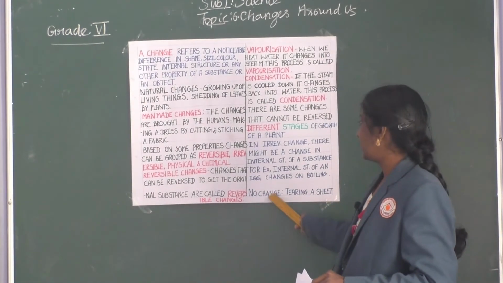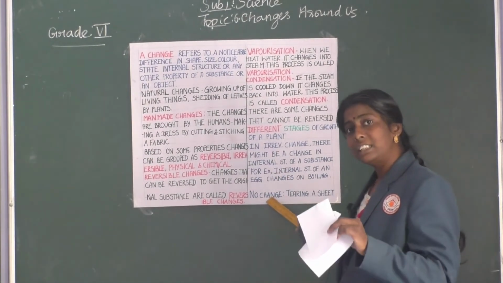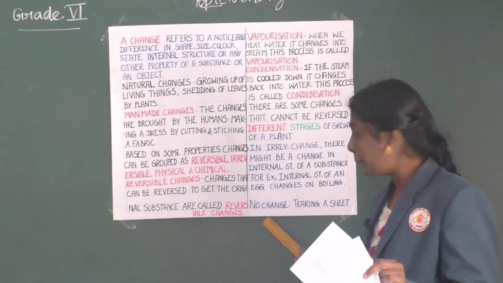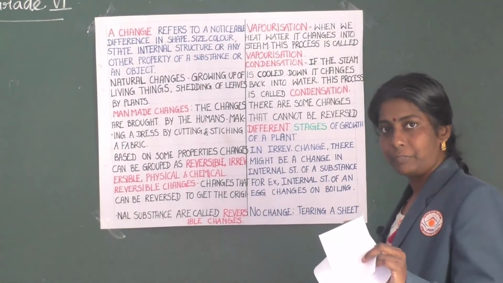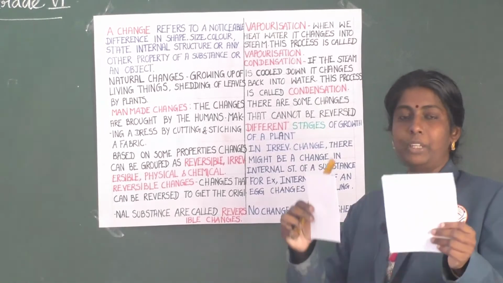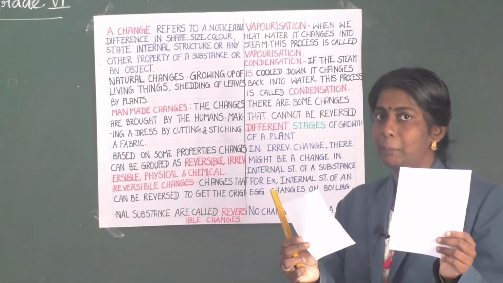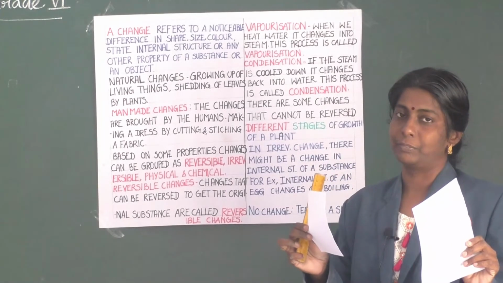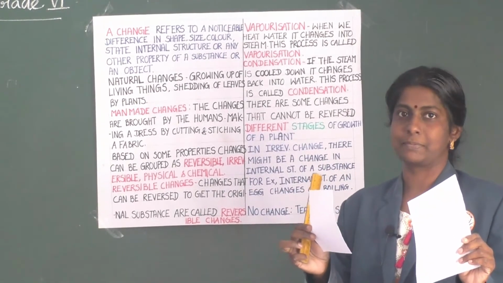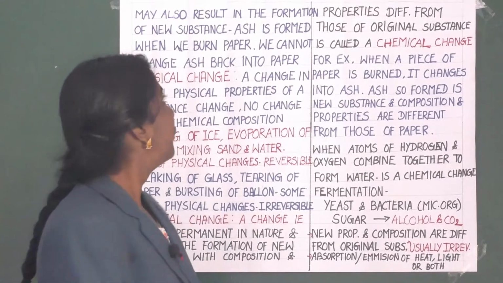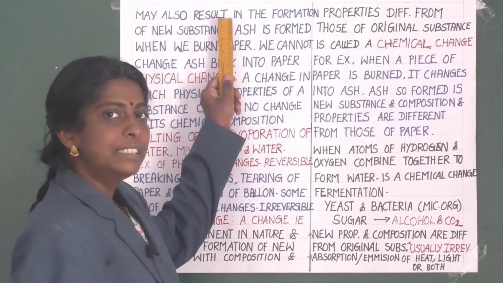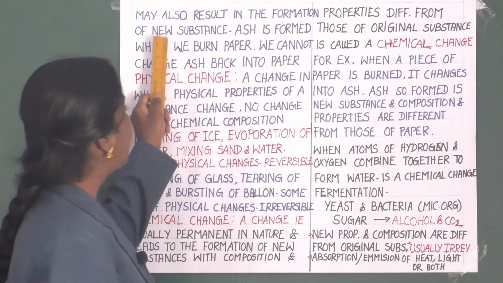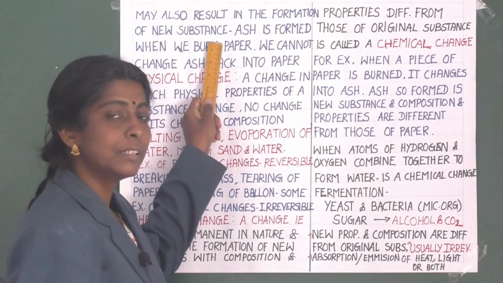So here, no change. Next thing is about the internal structure will not change. For example, tearing a sheet. If you tear a sheet, you can have small pieces, but the structure inside will not change. Clear? Yes, children. Now, it may also result in the formation of a new substance.